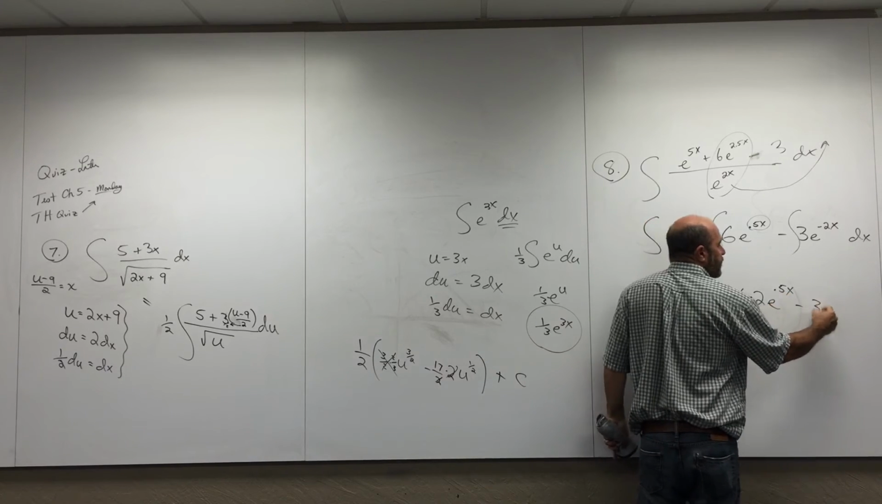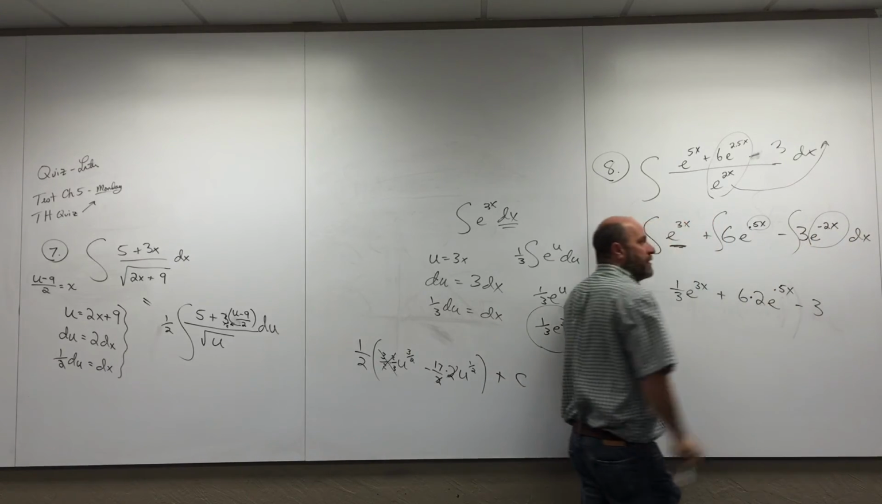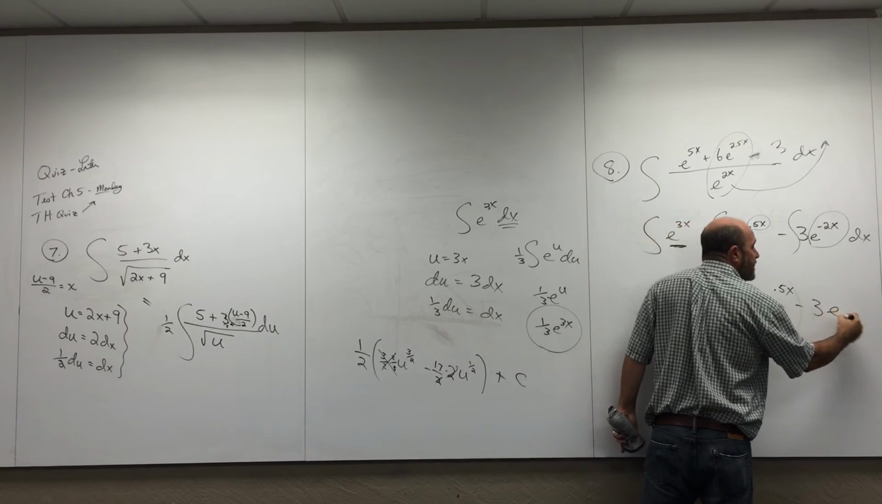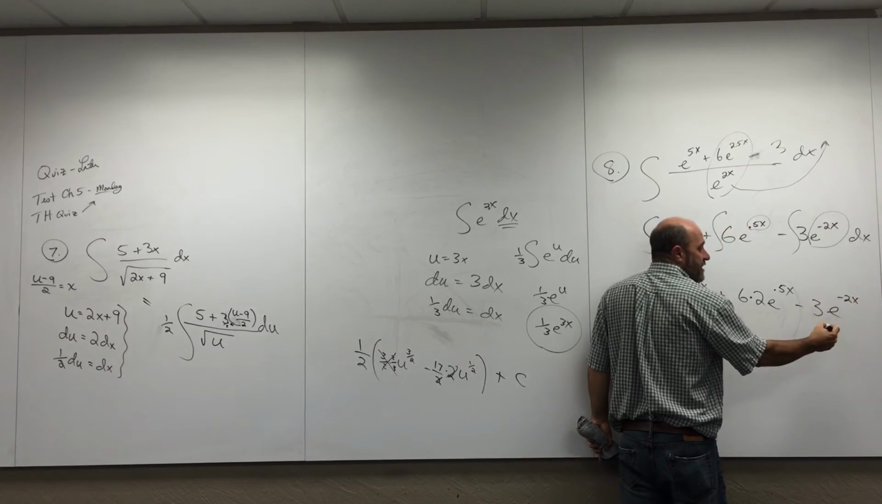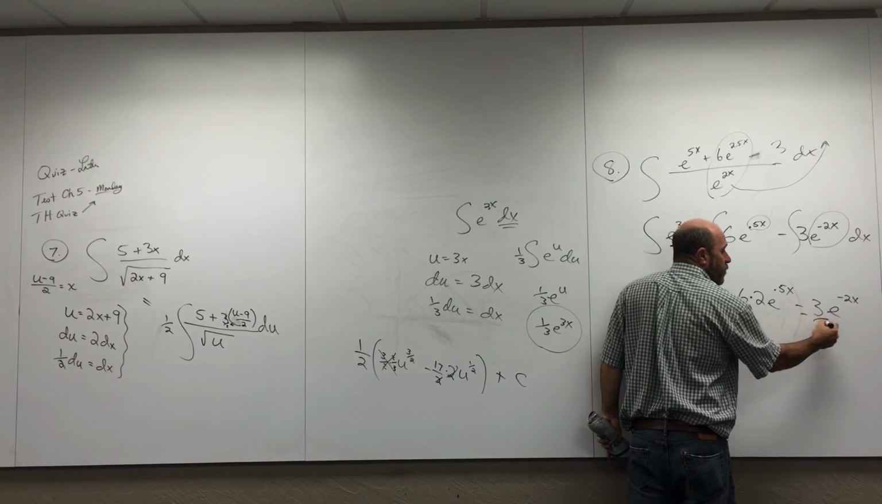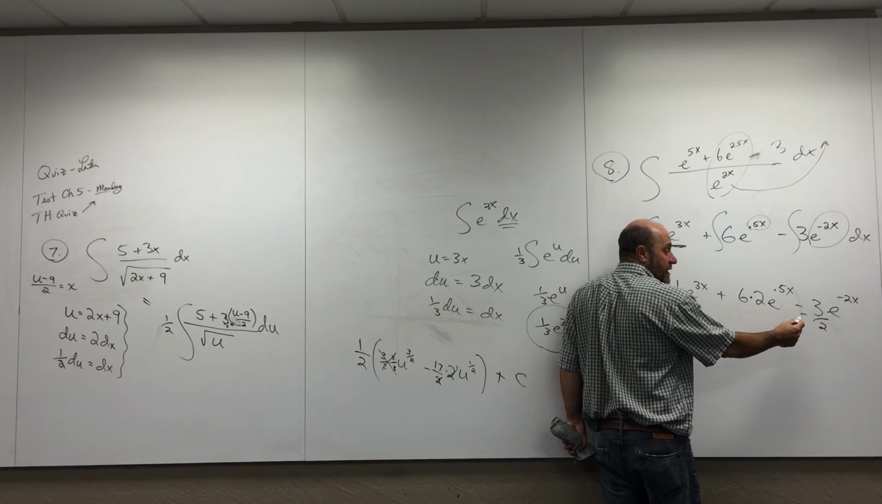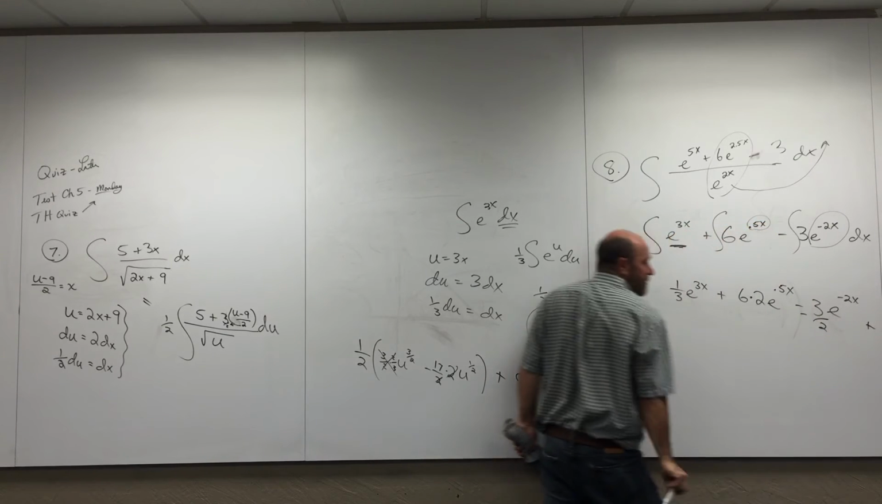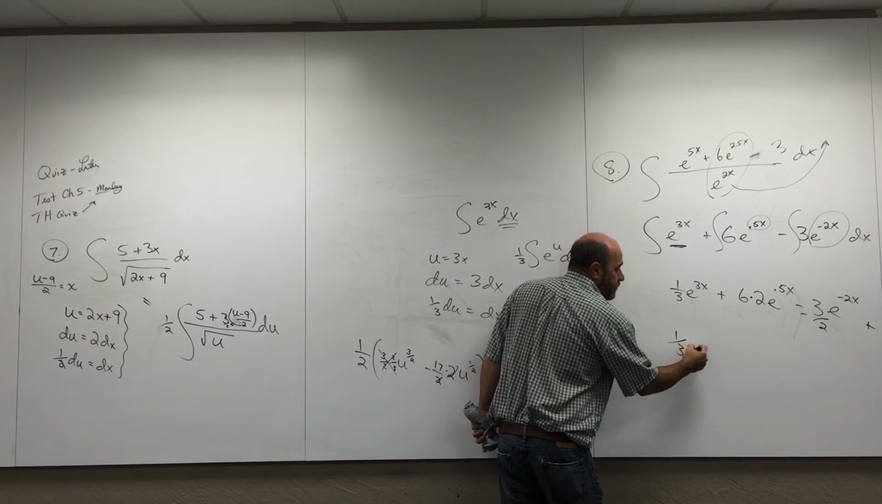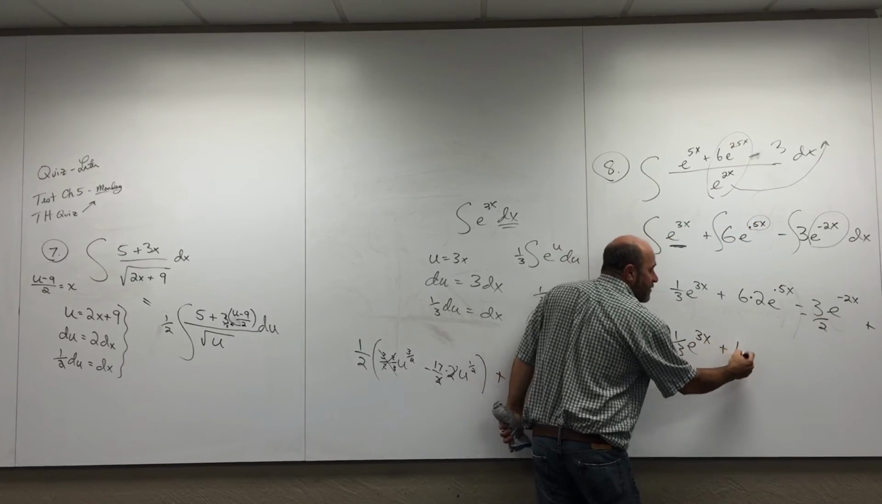What about this one? It has a 3 out front, and then I'm integrating that. What does it spit out? A -1/2. Is that okay with you? Plus c. So we're done. I guess I just did that one for you too.